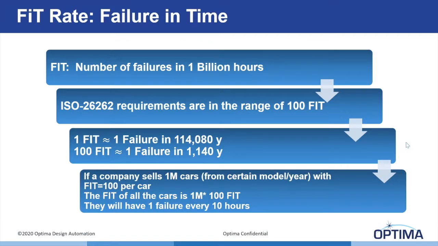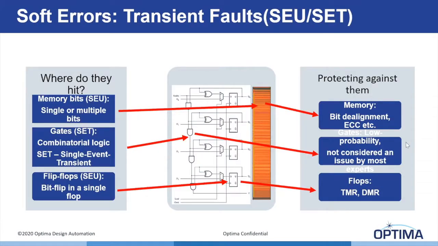Does it really matter? Okay, let's consider a company sells 1 million cars of a certain model with a FIT rate of 100. That's what ISO 26262 defines. And this company has followed the ISO 26262 standard. So each car has a 100 FIT rate and there are 1 million cars on the road. So the FIT of all the cars put together will be 1 million times 100 FIT. They will have one failure in every 10 hours. That's dangerous. So to calculate FIT rates, you need to worry about SEU faults. We'll be focusing on bit flips in flops and their mechanisms of avoiding them, like DMR and TMR.